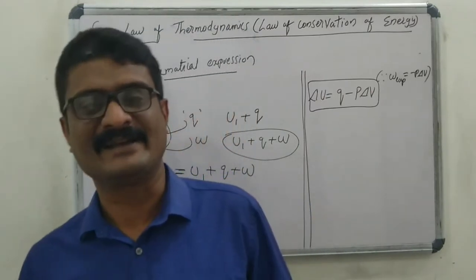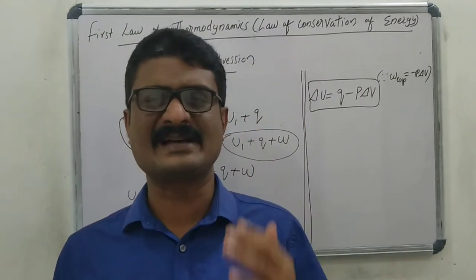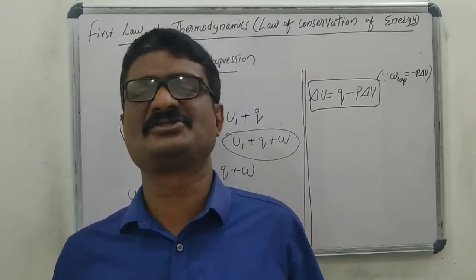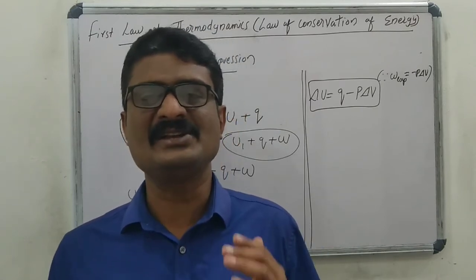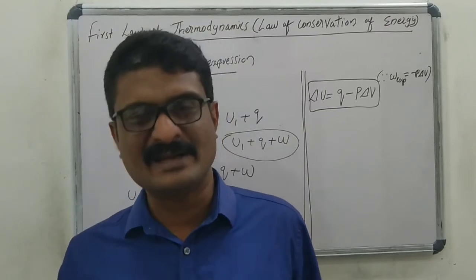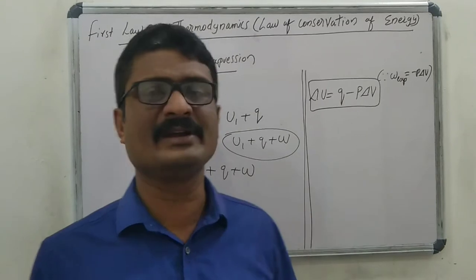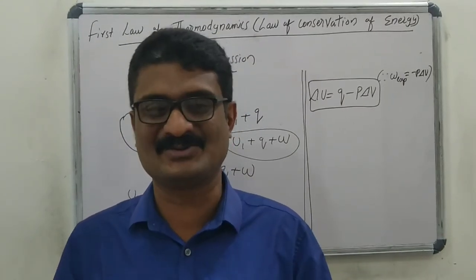Okay, then the signs of W and Q are related to the change in internal energy. അപ്പോൾ internal എനർജിയുടെ ചേഞ്ചും ഡബ്ല്യുവിൻ്റെയും ക്യൂവിൻ്റെയും സൈൻസും തമ്മിൽ എപ്പോഴും റിലേറ്റ് ചെയ്തിരിക്കുന്നു.